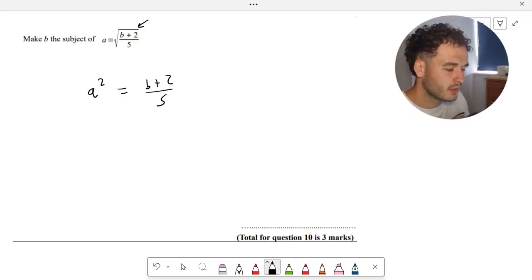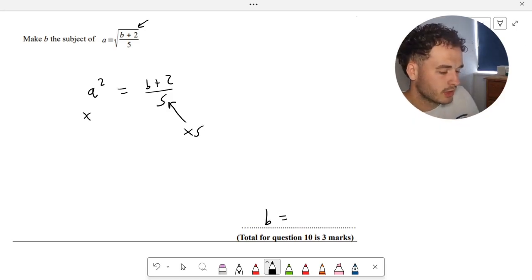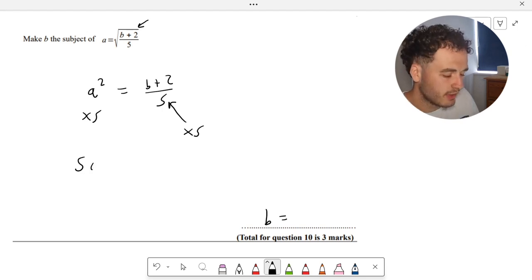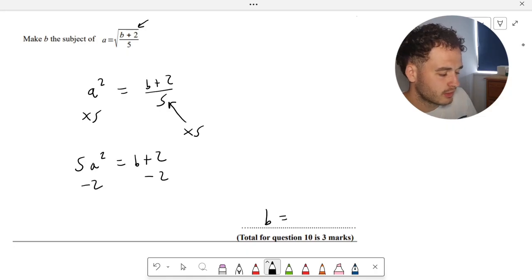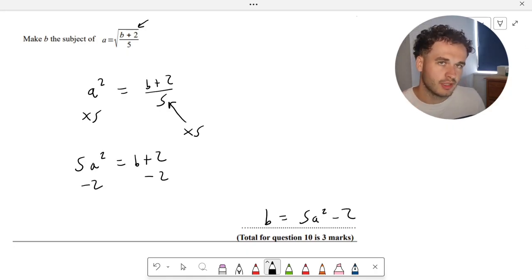Now we think, right, how can we get closer to getting towards b equals? Well, we have this fraction on the bottom here, dividing by 5. How do we get rid of dividing by 5? Brilliant. Times by 5. Times both sides by 5. What is 5 times a squared? 5a squared. And that equals b plus 2. How do we get b by itself now? Well, it's quite nice now. We've got a plus 2. How do we get rid of a plus 2? We subtract 2 from both sides. So our answer is 5a squared minus 2 is b.